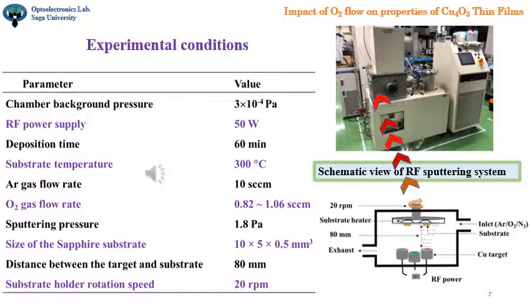I also introduced the experimental conditions. The background pressure of the chamber was 3 times 10 to the power minus 4 Pascal, RF power 50 watt, deposition time 1 hour. Substrate temperature is maintained at 300 degrees C. Argon gas flow is constant at 10 SCCM. Oxygen flow rate is variable between 0.82 and 1.06 SCCM. Sputtering pressure is 1.8 Pascal. We use a small sapphire substrate, 10 by 5 by 0.5 millimeter cubed.